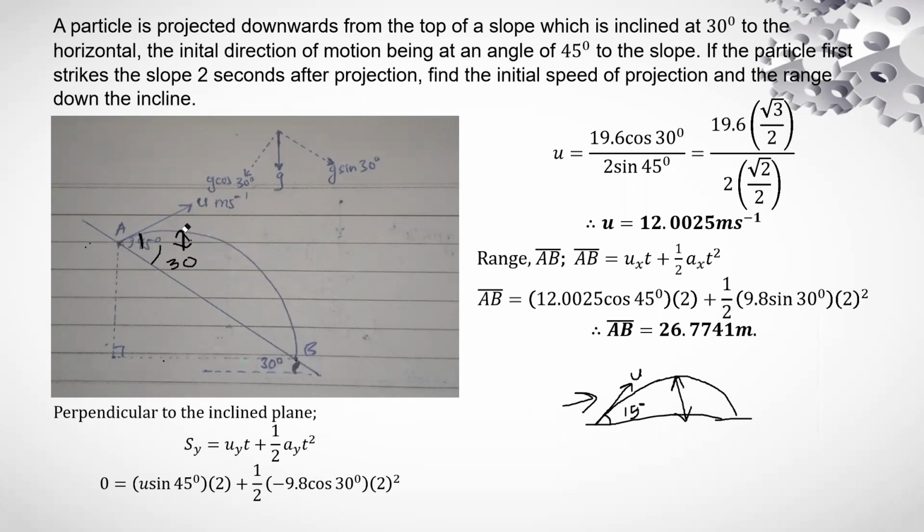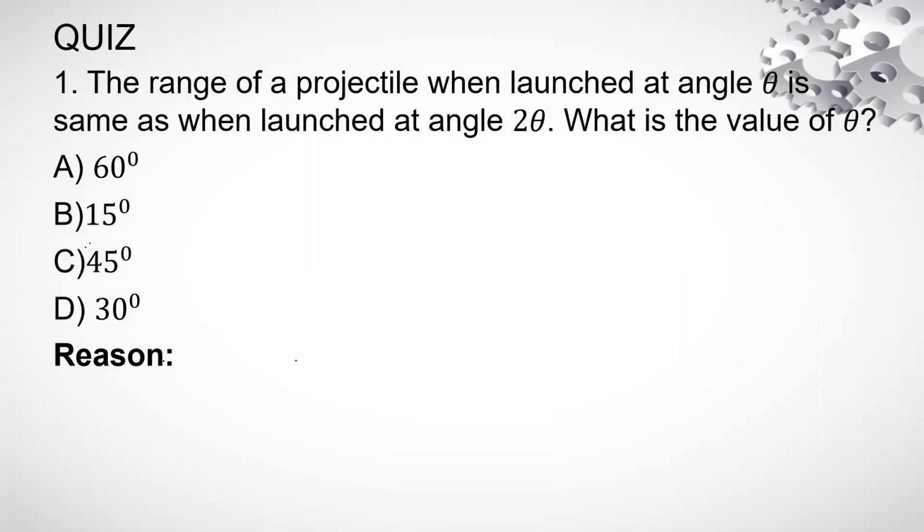And after this, there is just a slight quiz that I would like you to try out. So let's go to the quiz. The quiz says that the range of a projectile when launched at an angle theta is the same as when launched at the angle 2 theta. What is the value of theta? You may try that out, and you can attach a reason.